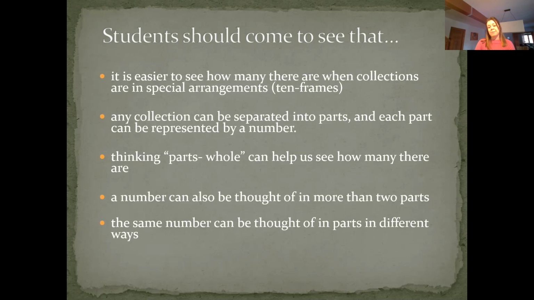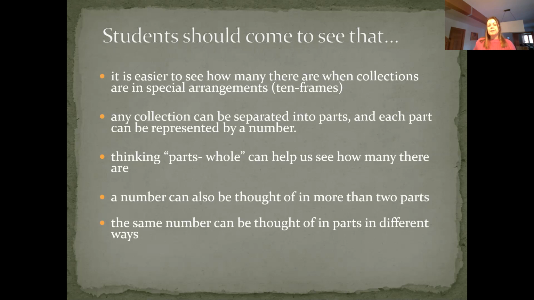That a collection can be separated into parts and each part can be represented by a number. Thinking part whole can help us see how many there are. A number can also be thought of in more than two parts, and the same number can be thought of in parts in different ways.